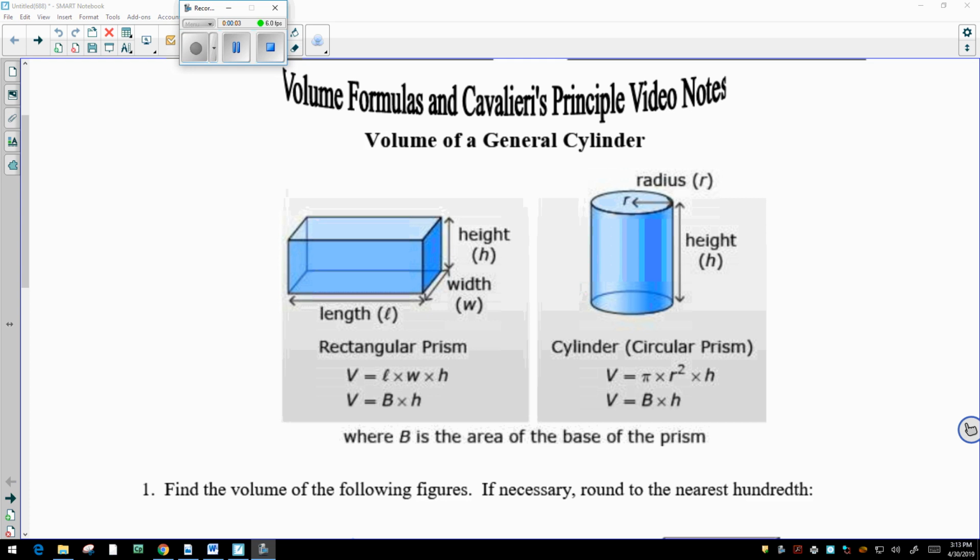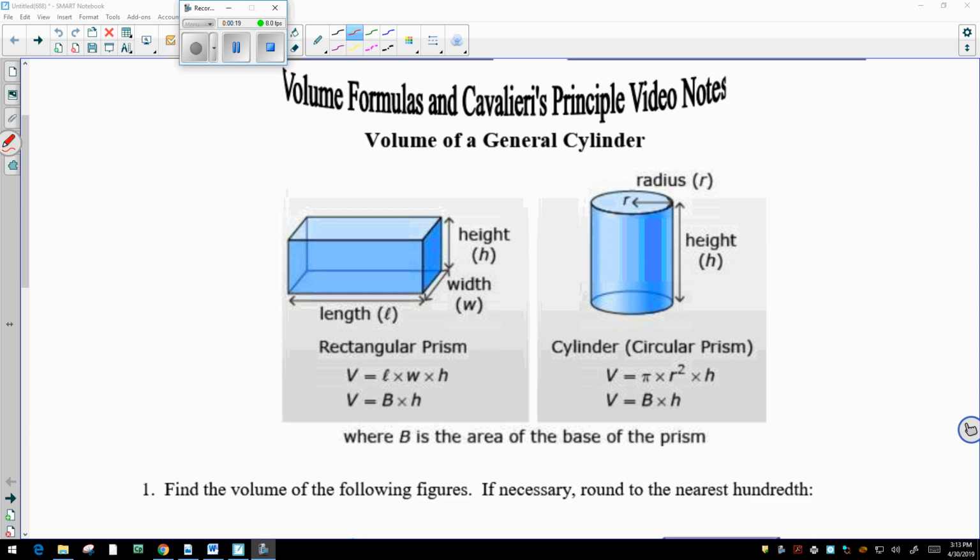So continuing on with some volume formulas, we're going to take a look at a principle called Cavalieri's principle today. We are starting off with some general cylinders. Cylinders, remember, have two parallel bases.